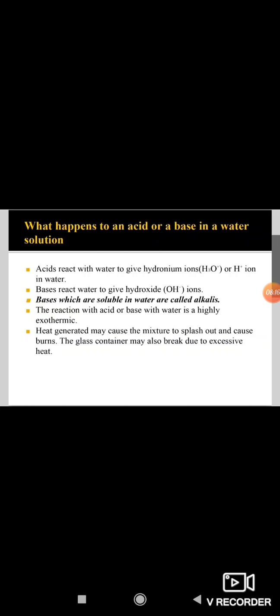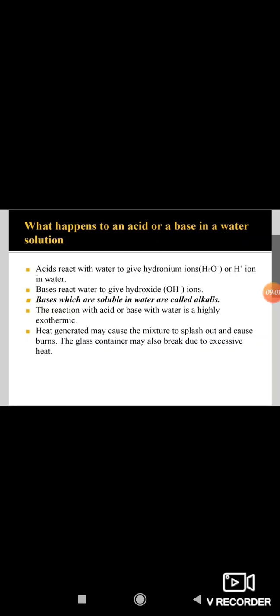Bases that are soluble in water are called alkalis. The reaction of an acid or base with water is highly exothermic. You know from your previous classes, what do you mean by an exothermic reaction? Once again, I am repeating, recall it. The reaction in which heat is released is called an exothermic reaction.